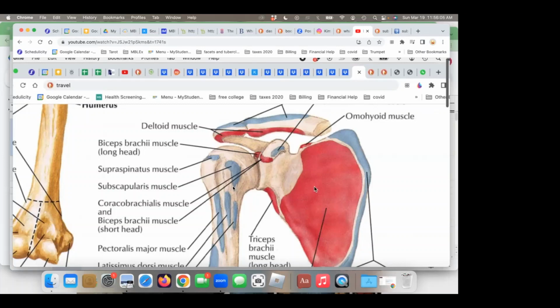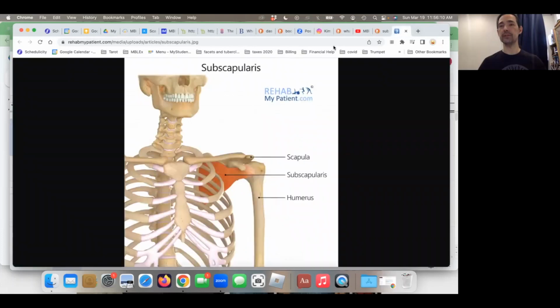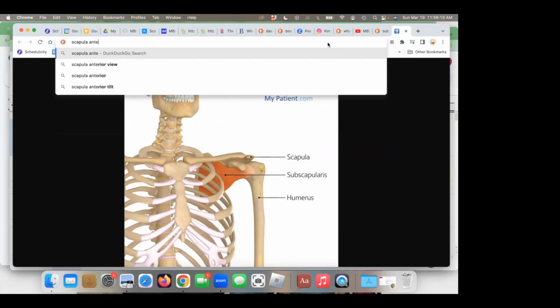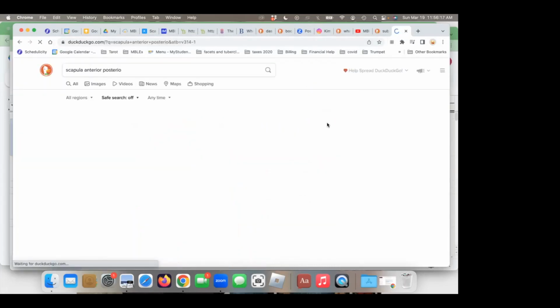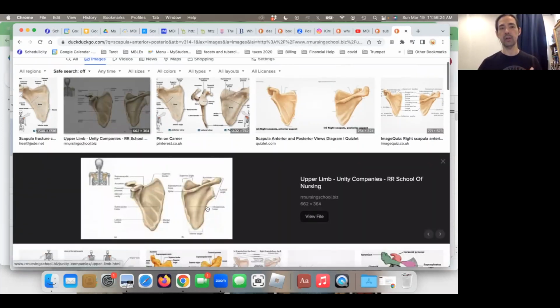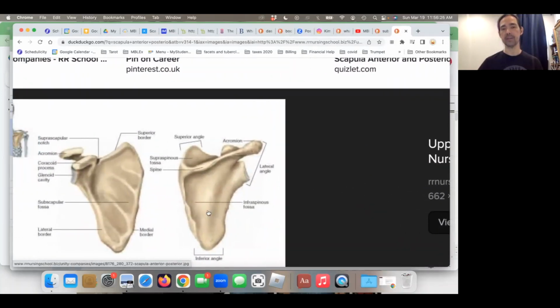Could you just briefly go over concave and convex? Yes, absolutely. Concave means cave shaped, right? Like a cave, you go into something that's hollow, and convex is the opposite of a cave. So here's the front of the scapula. I can tell because here's the coracoid process pointing toward the front. And here's the spine of the scapula, which is on the back, right?